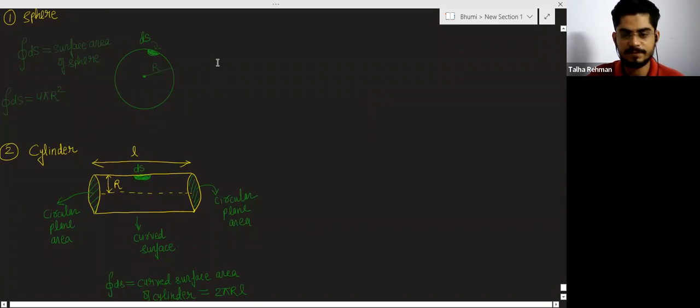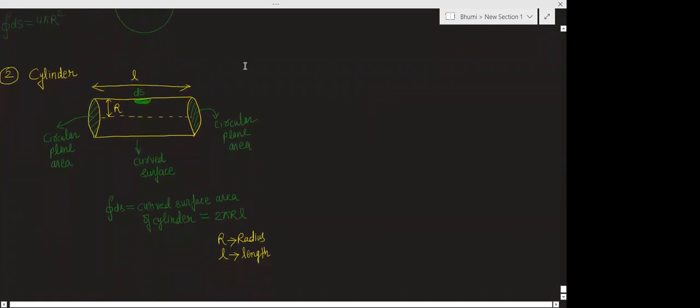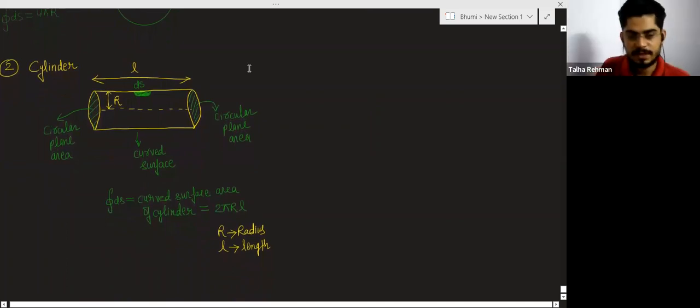This is a sphere. This is a cylinder. Yes, you can scroll. Yeah, this is a sphere. Now we will solve one question on this. Very easy question.